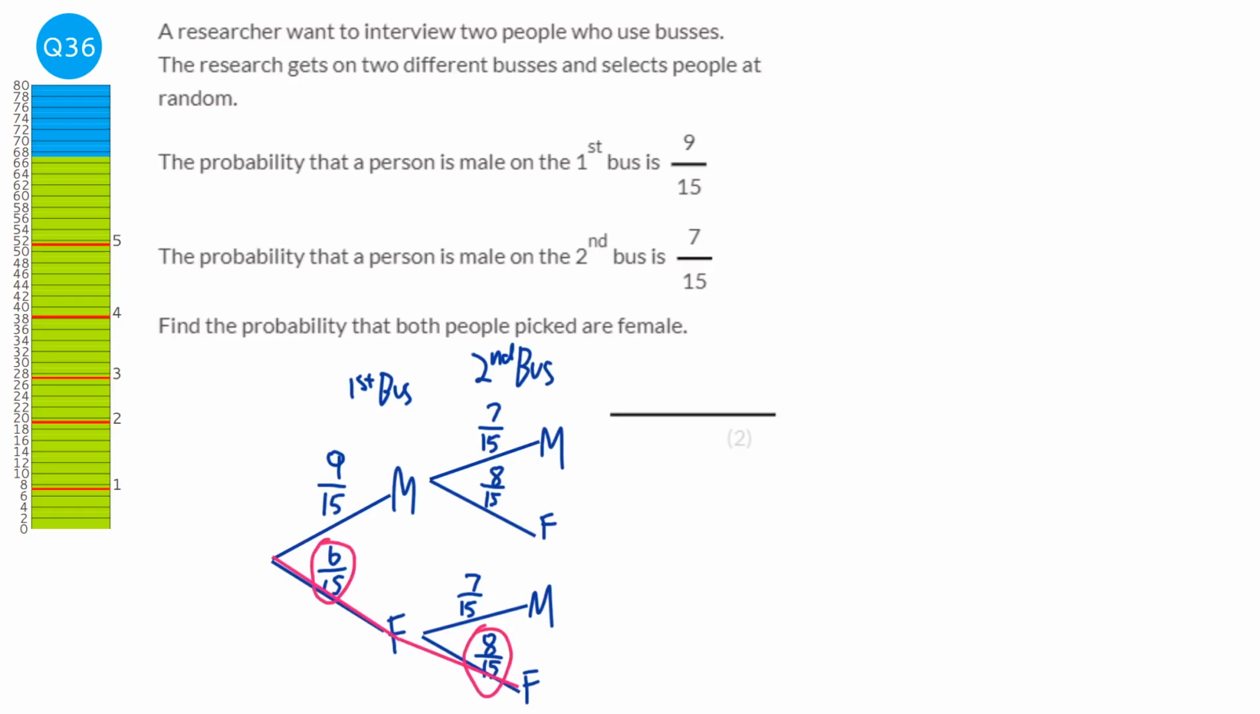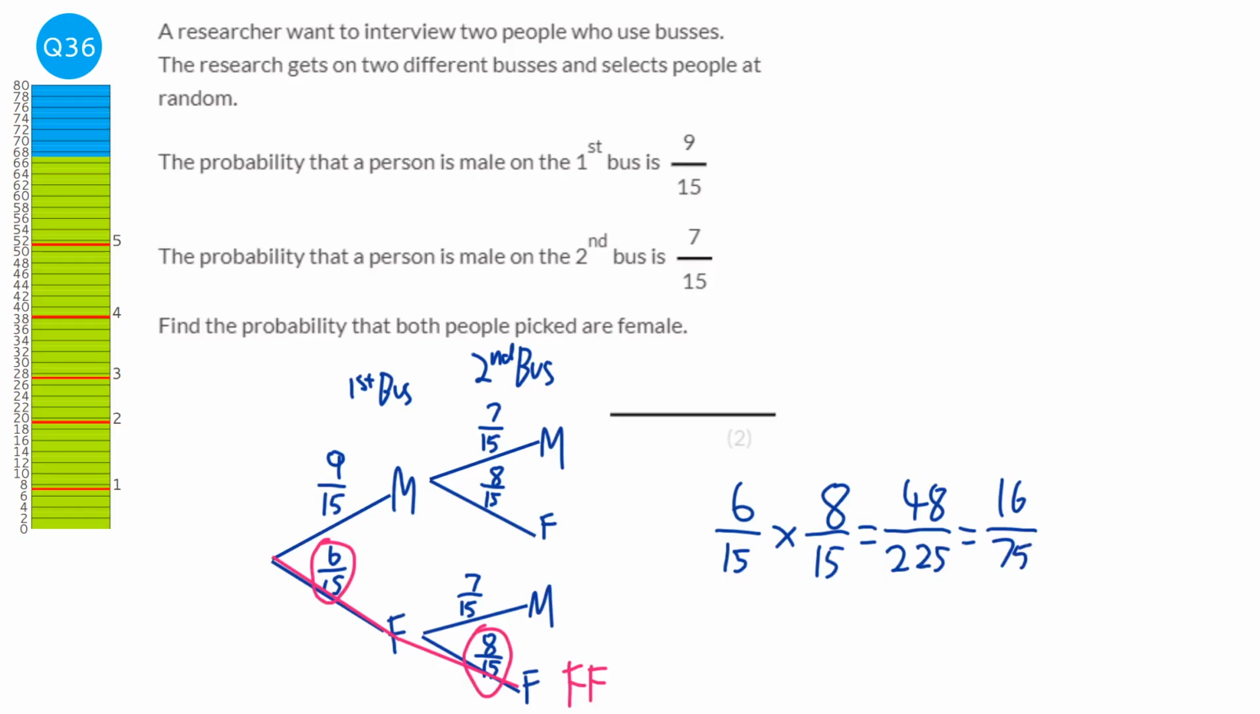The word "and" in probability means times. So whenever you're finding the probability of getting to an outcome, so this outcome will be FF, because they're both female, you are multiplying the fractions that you go across. So it would be 6/15 times 8/15. So 6 times 8 is 48. And times the bottoms, 15 times 15 is 225. Now you can actually cancel that down. So what you can do is you can divide top and bottom by 4. Is it 4? No. You can divide top and bottom by 3. And that would be 16/75. So either 48/225 or 16/75.